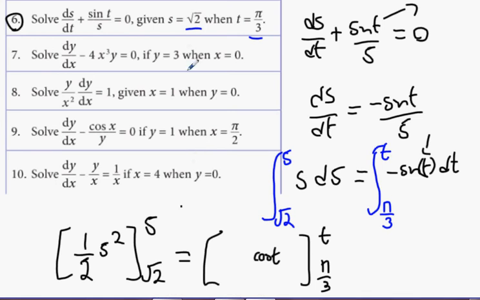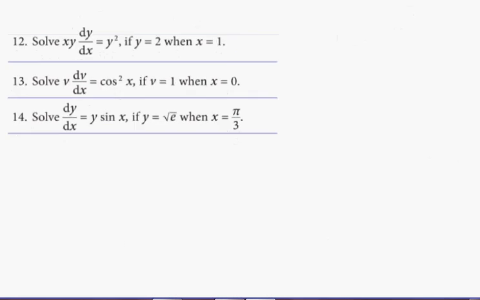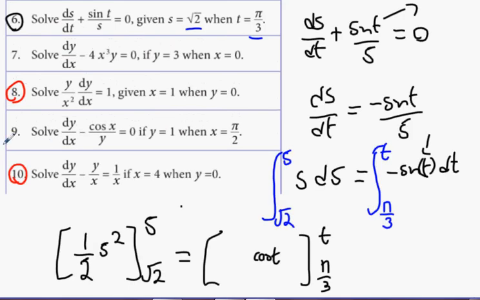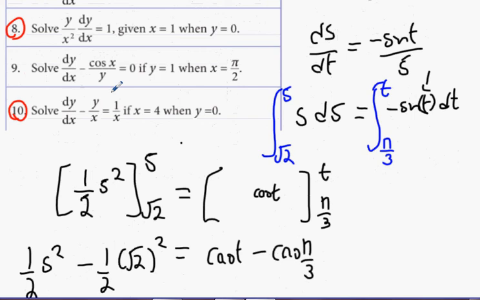Question 8 and question 10, then followed by 12, followed by 14. Okay, that should be a decent spread. Okay, question 8.